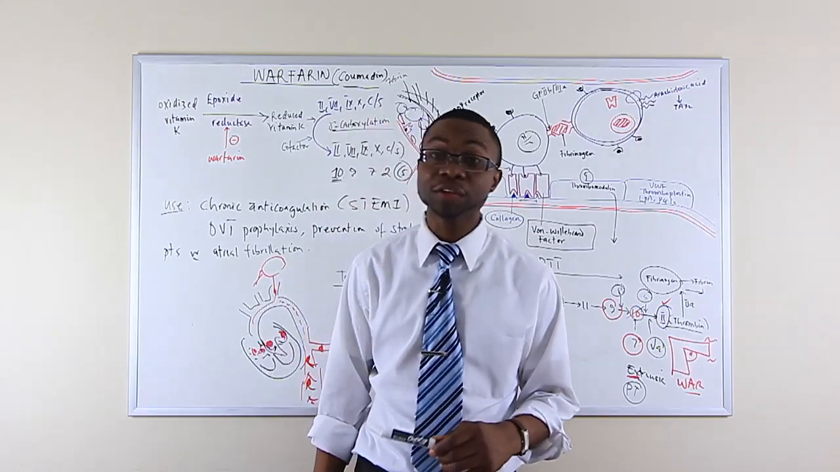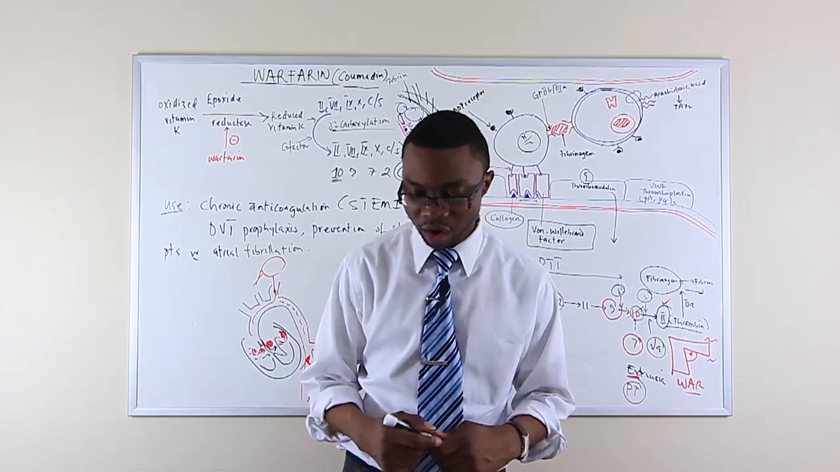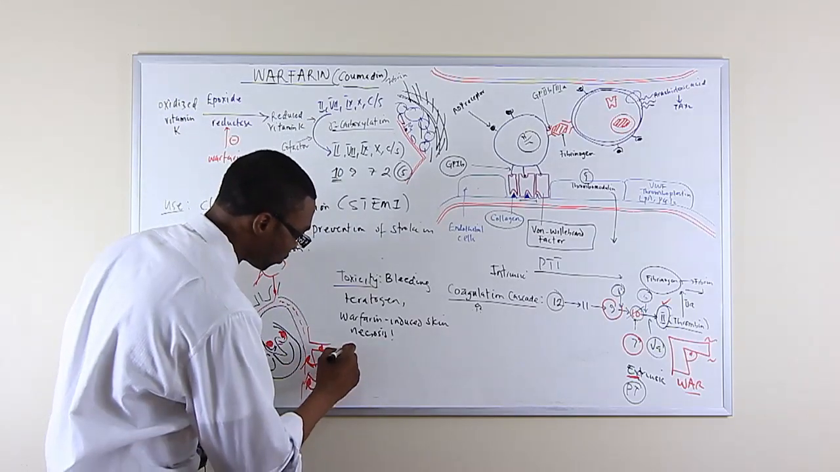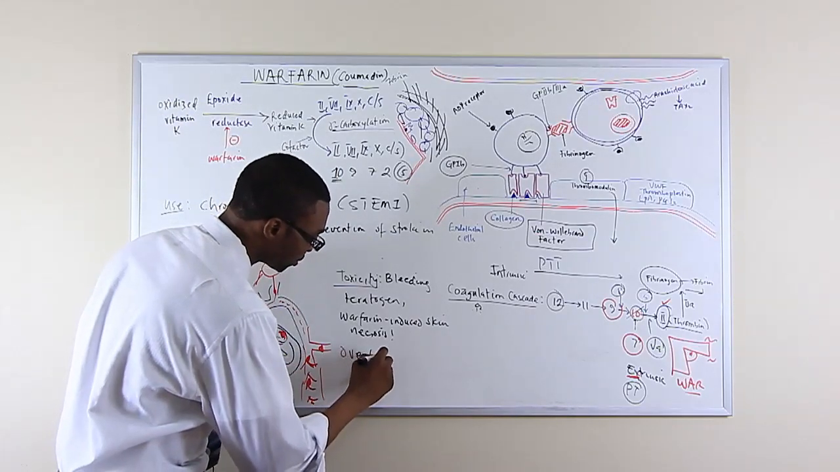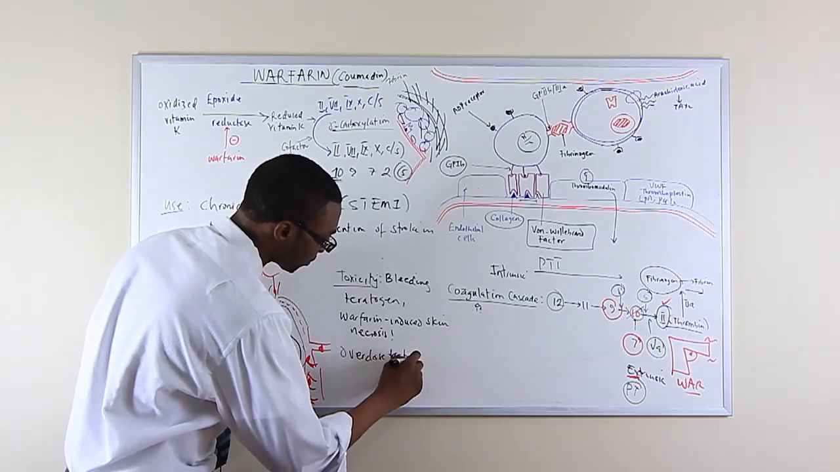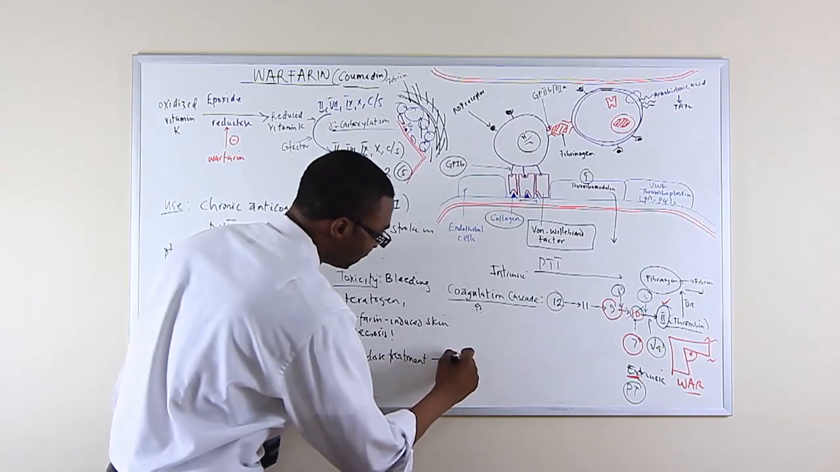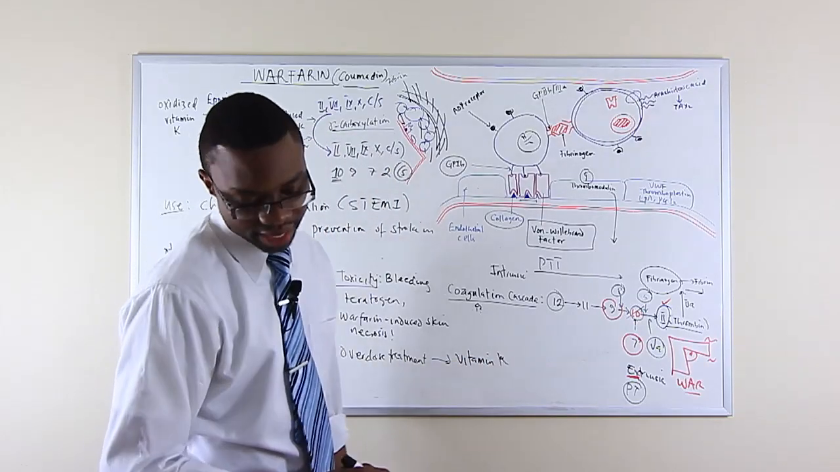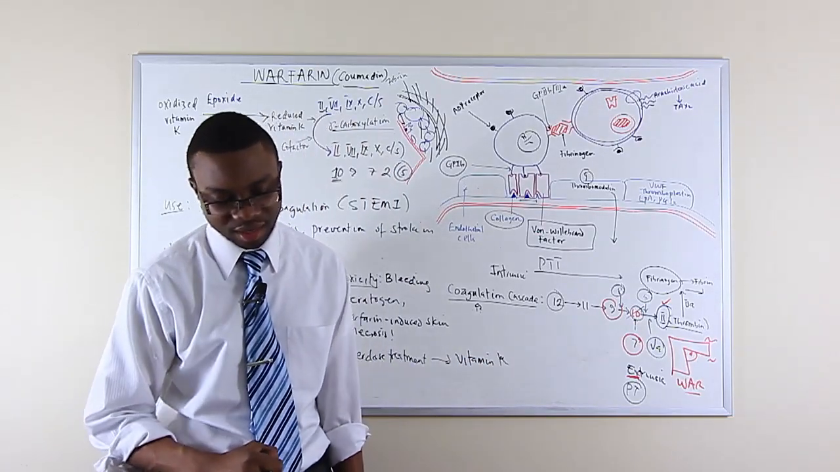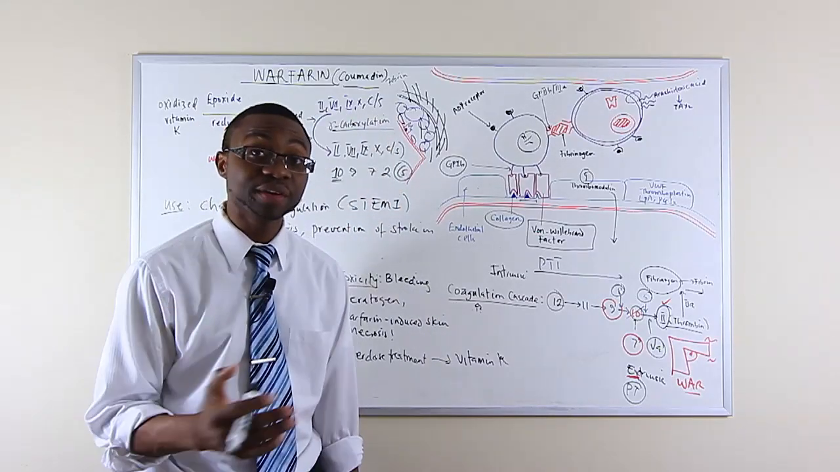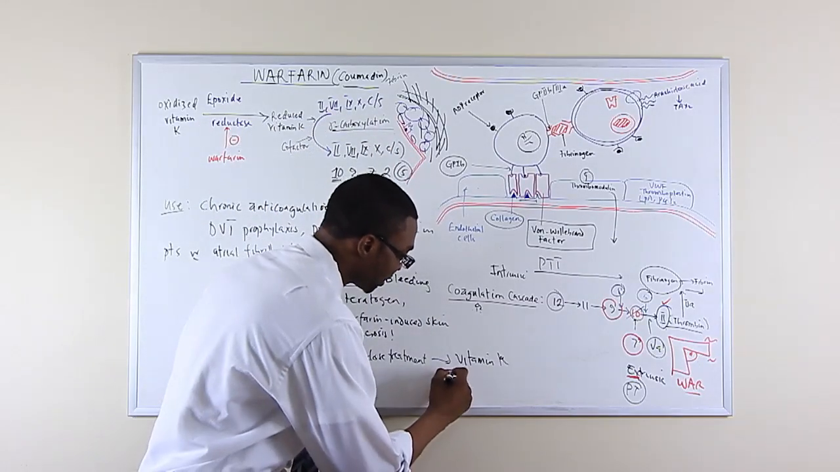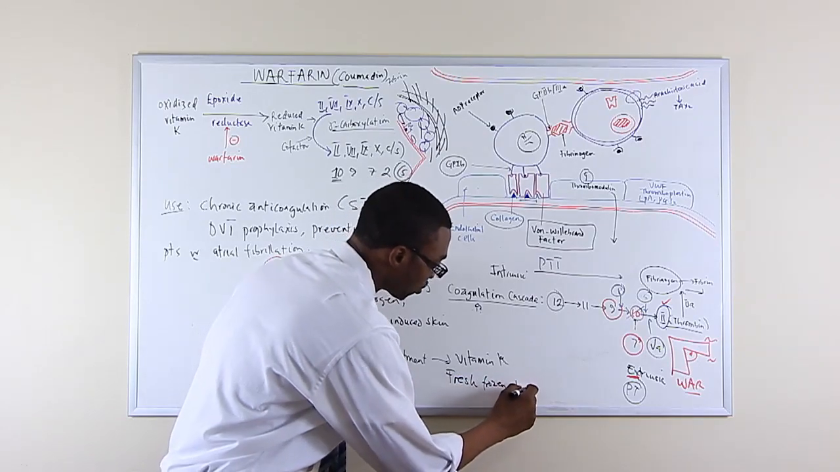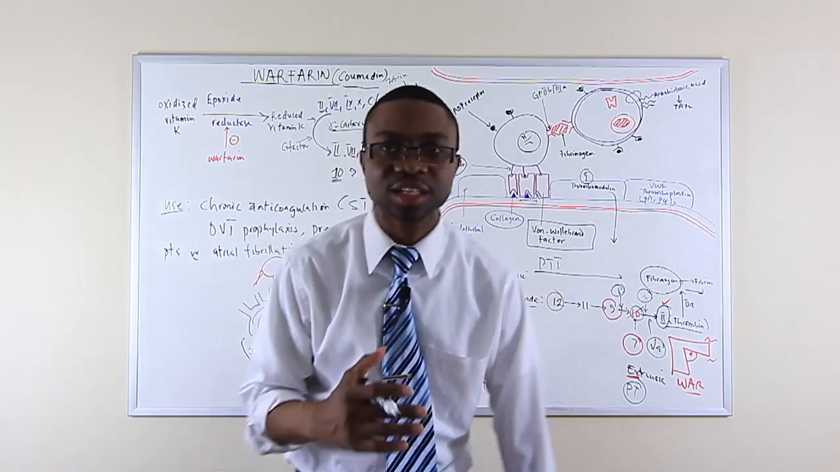So if there's ever an overdose of warfarin, the treatment is vitamin K, okay? Overdose treatment. You give vitamin K and fresh frozen plasma, okay? So for a rapid reversal, you give the patient fresh frozen plasma. So let me give you an example so this actually makes sense.